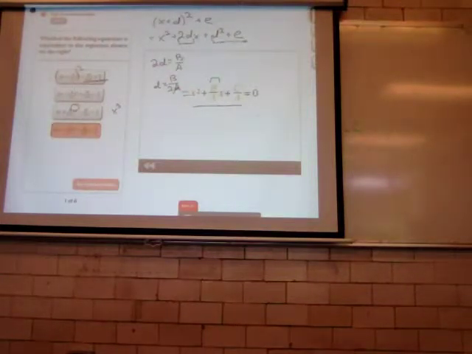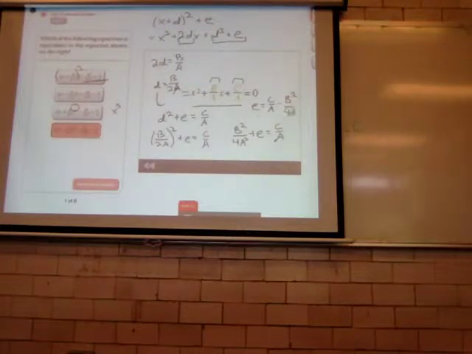Now, for the constant term, we have d squared plus e up here and c over a down here. So that means d squared plus e is equal to c over a. We already know what d is, it's b over 2a, so we can plug that in. B over 2a, the whole thing squared, plus e, has to equal c over a. Now, we can expand this square to get b squared over 4a squared plus e equals c over a. And solving for e gives us that e is equal to c over a minus b squared over 4a squared.